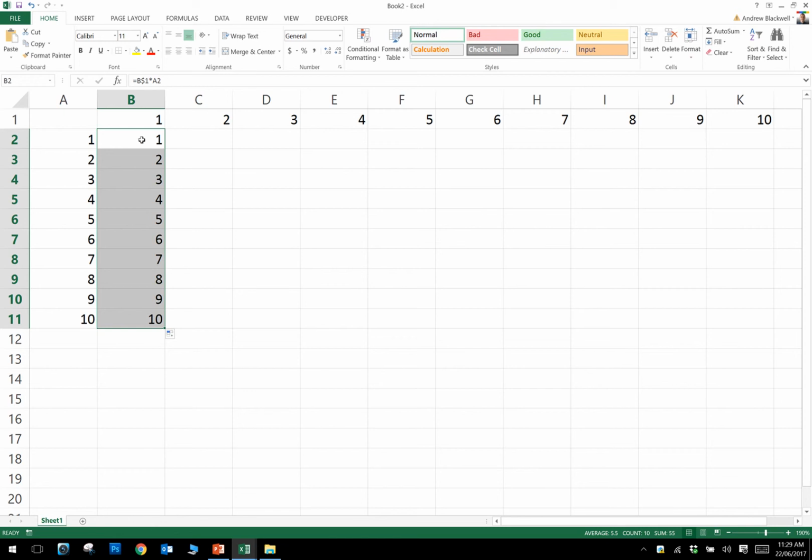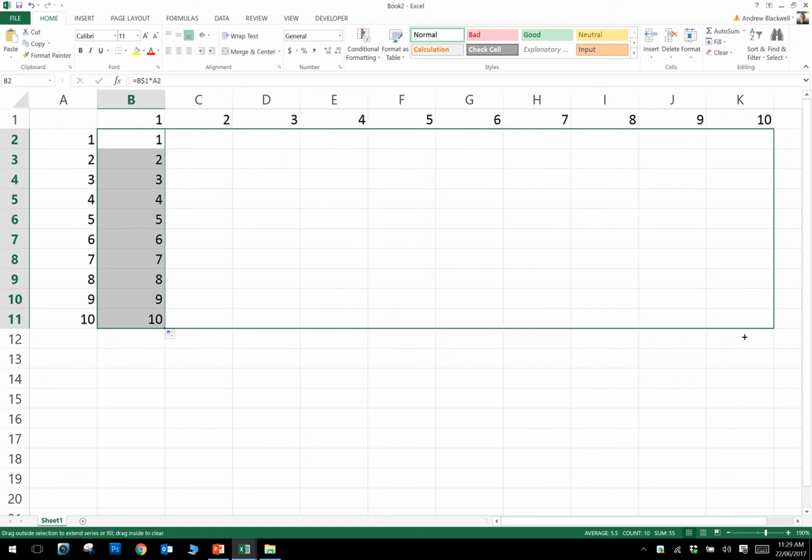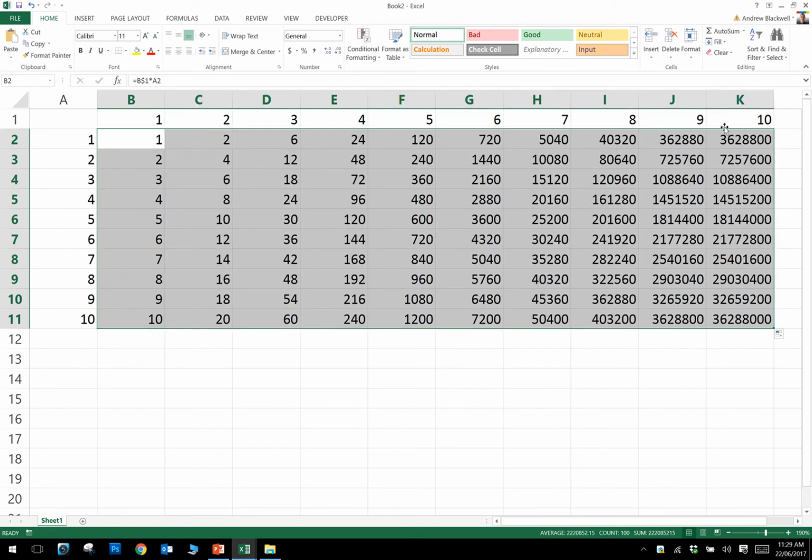Now, if you've had experience with me with this, you will know that I want you to now drag that across and watch what happens with our formula. 10 times 10 equals this massive number, which is 36 million. Well, when I went to school, 10 times 10 was 100. So what is happening? Well, we need to analyze this.